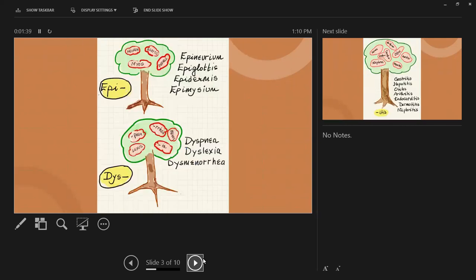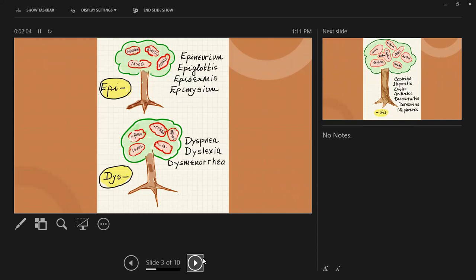Now for the next slide. We have epi. Epi means upon or outer. Inside we have neuron, meaning nerve. Glottis is the opening to the airways. Myos is muscle. Dermis is skin. The suffix ium, I-U-M, means lining.